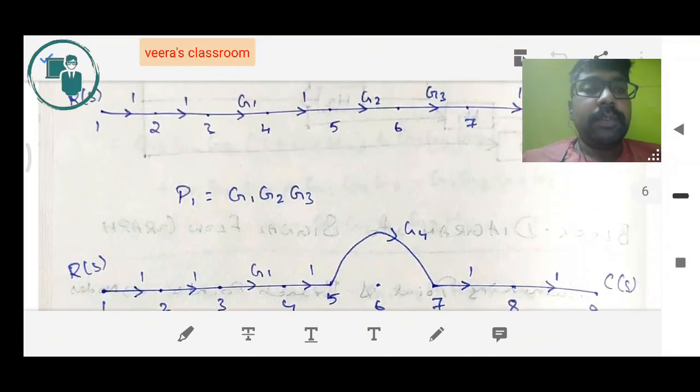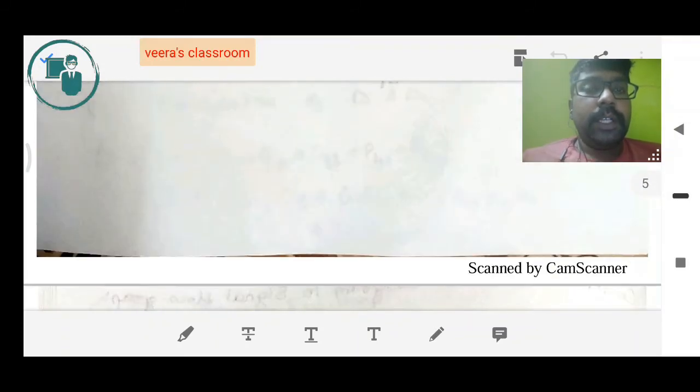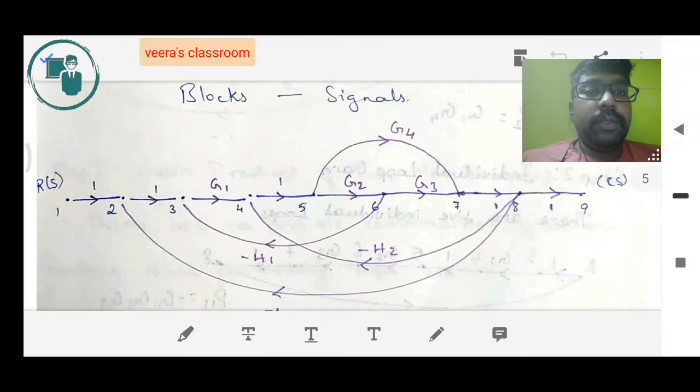What is the next step? To find the individual loops. So we will find the individual loops here. Whenever we go for individual loops, we will look at the feedback elements, H1, H2, and those terms.